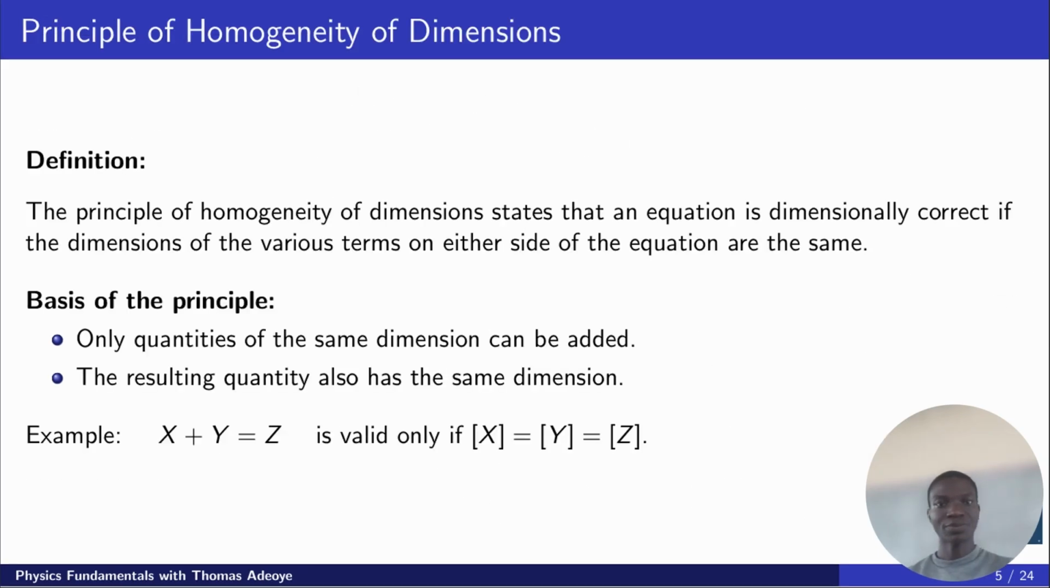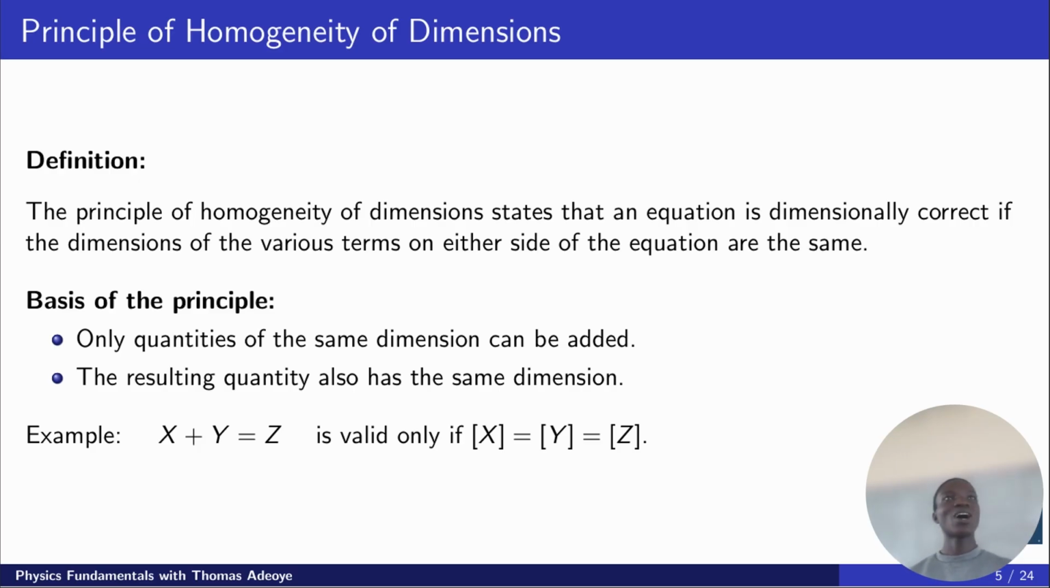Let's move on. So this is a very important principle, which is the principle of homogeneity of dimensions. And what the principle states is that an equation is dimensionally correct if the dimensions of the various terms on either side of the equation are the same.